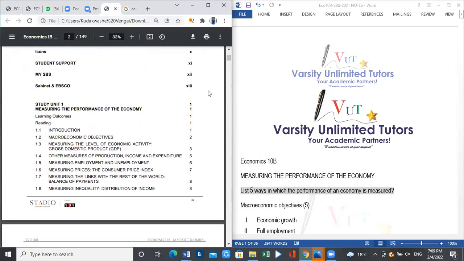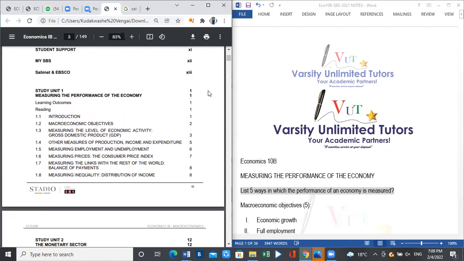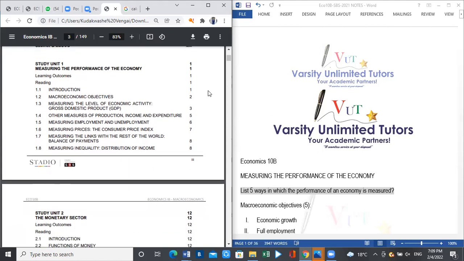The first unit deals with the measuring of the performance of an economy, whereby we'll be dealing with how we can assess whether an economy is doing well or whether an economy is underperforming. And we'll be using various metrics that are used in assessing the economy. I think that's the topic that we're going to be dealing with today in particular, that is measuring the performance of an economy and looking at the various variables that are used in assessing the performance of an economy.